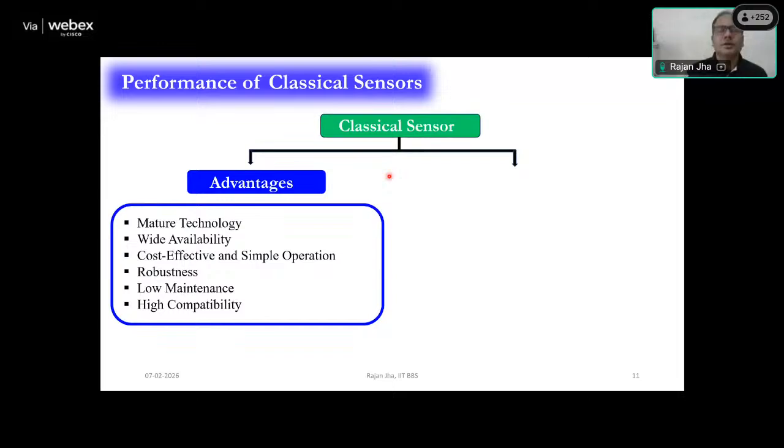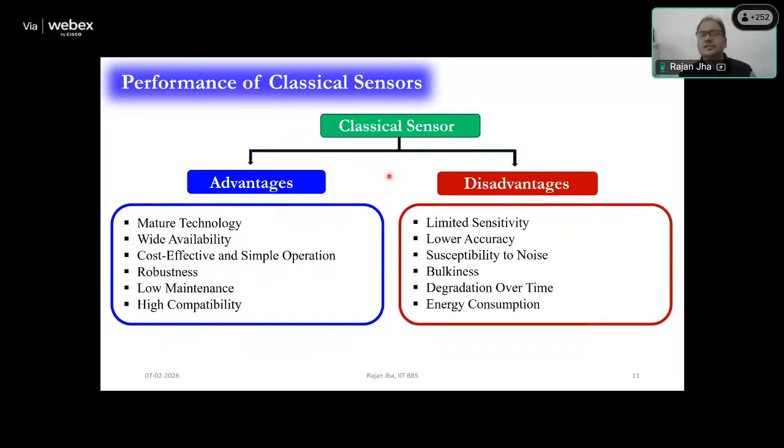When you see the advantages of classical sensors and the disadvantages they have, it is balanced. But the most important advantage of classical sensors is that these are mature technology. People have been using them for hundreds of years. And since these are mature technology, they are available in remote parts of villages and also in big cities. Since these technologies are mature, things are much more optimized. Therefore, they are good on economics, so they can be cost effective.